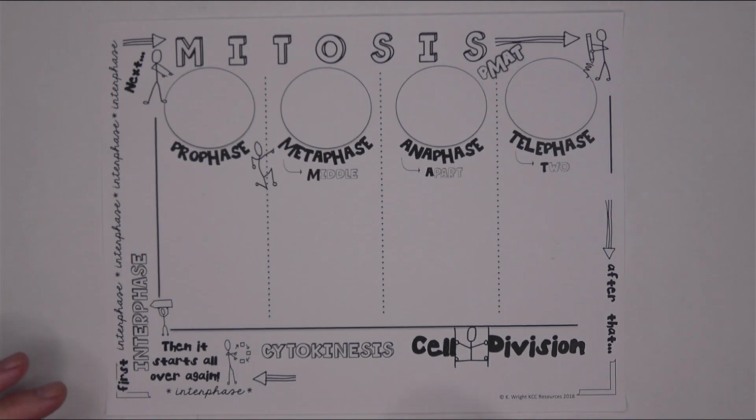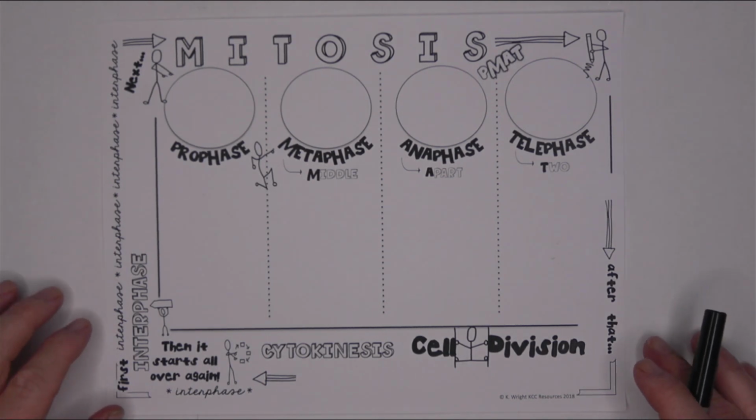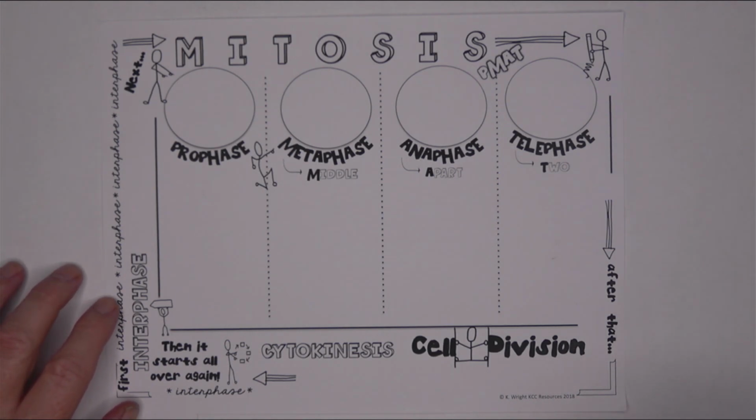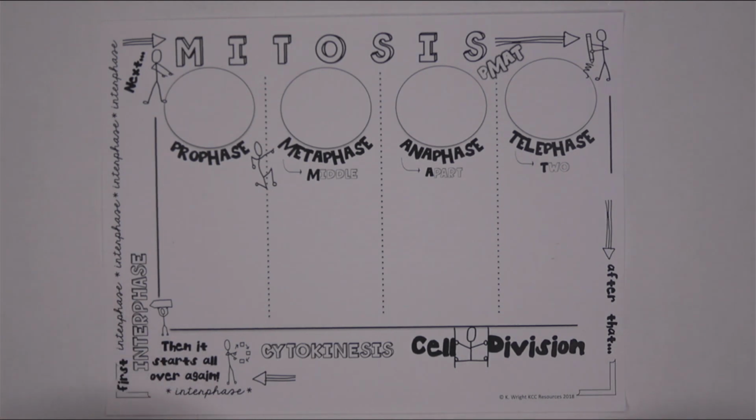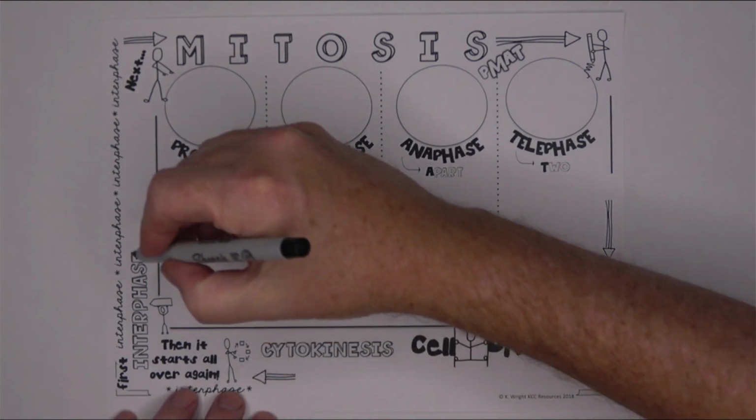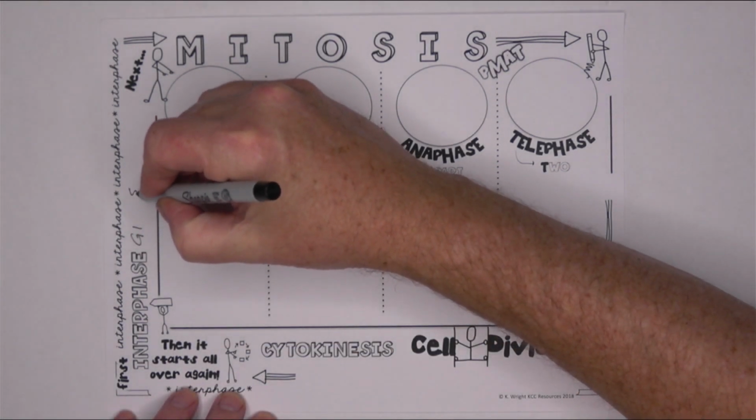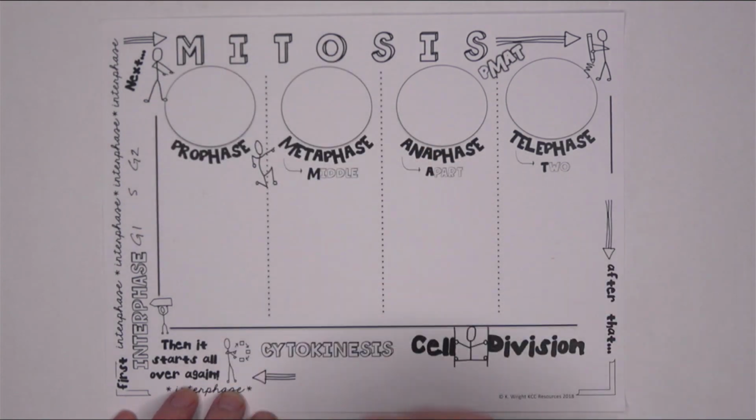So interphase is the first part of the cell cycle, and remember, the cell cycle is basically the life of a cell. So a cell is born, if you will. A cell divides and a new cell is formed, and that cell then immediately goes into interphase. And interphase has three parts: G1, S, and G2.